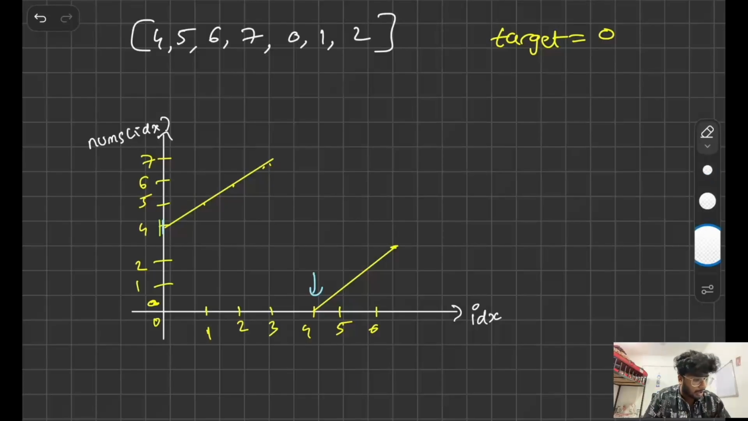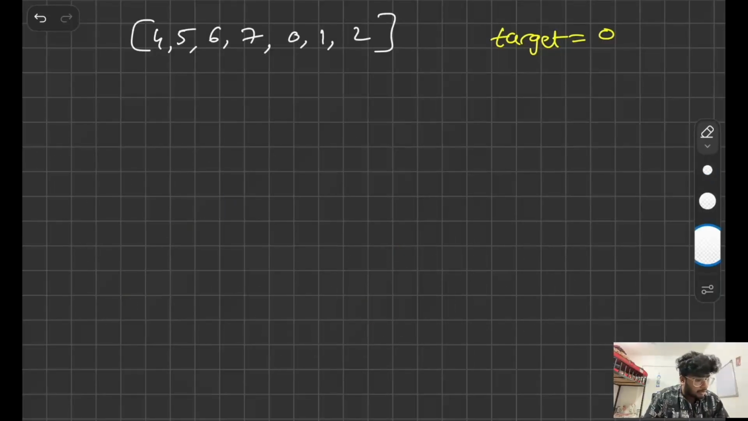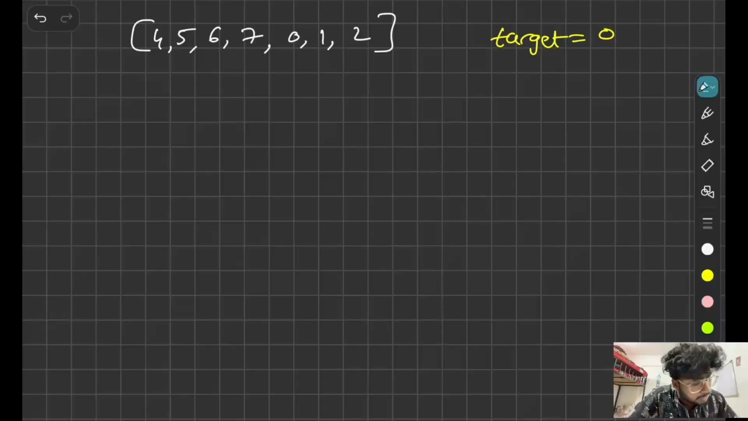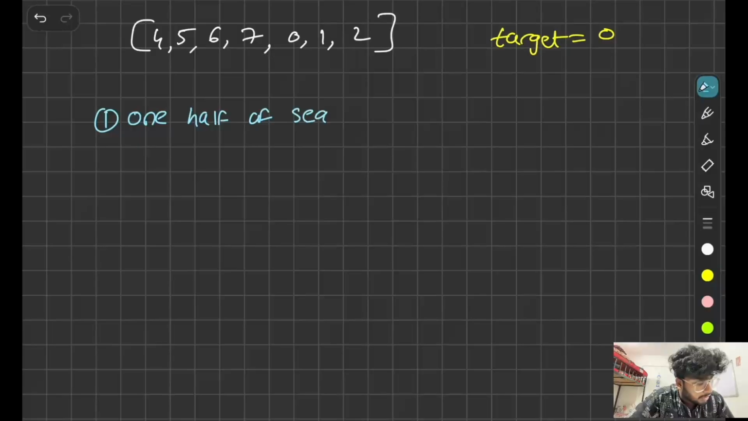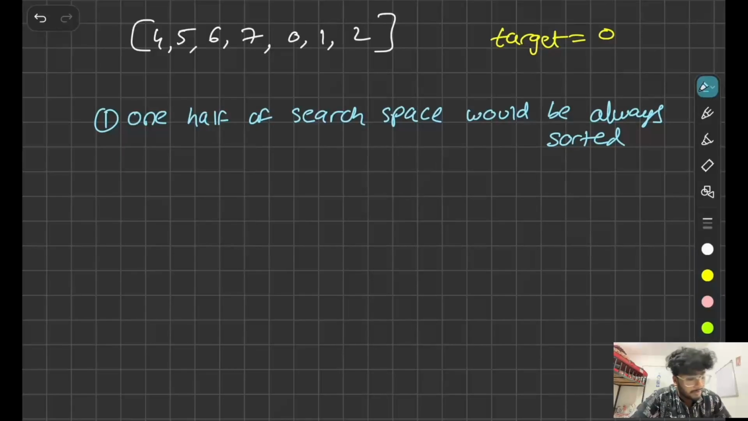But yeah, let's actually write this down. One half of the search space would always be sorted. We proved this observation by taking examples of indexes.